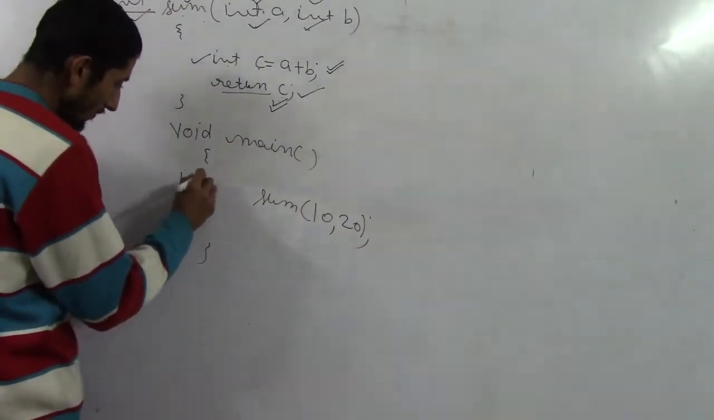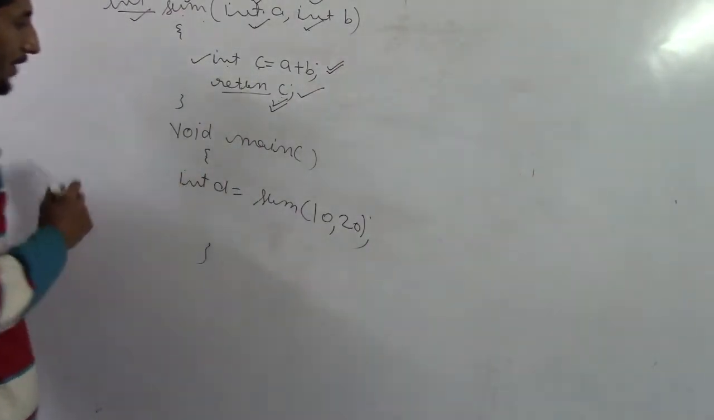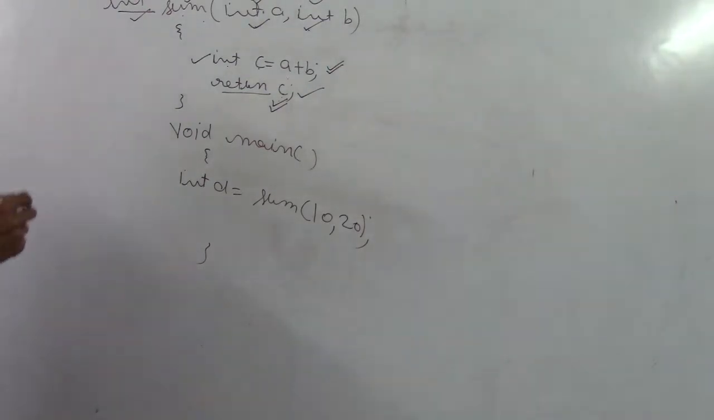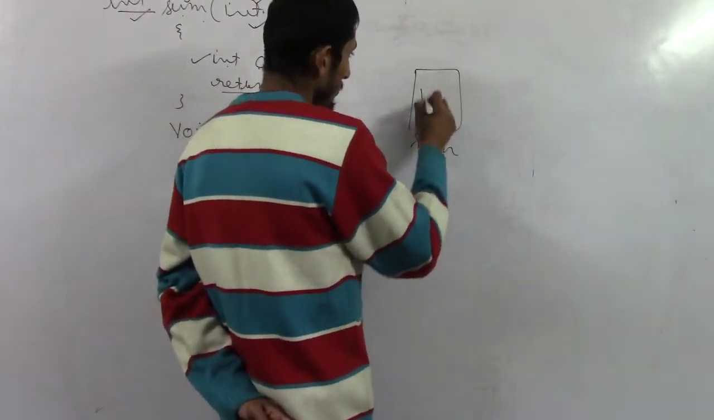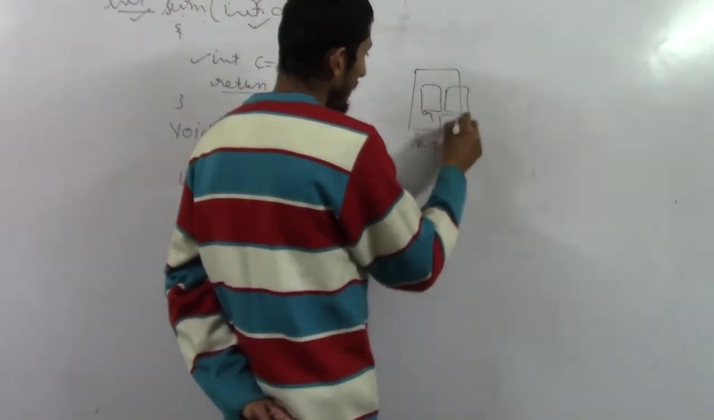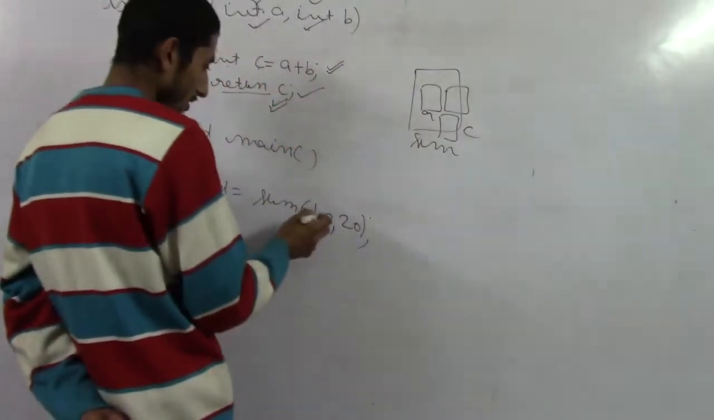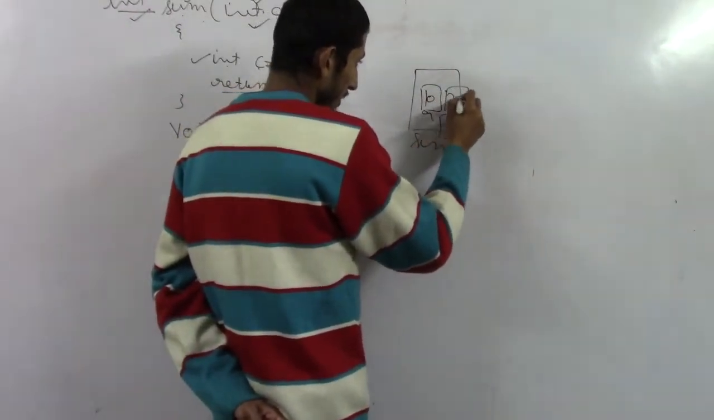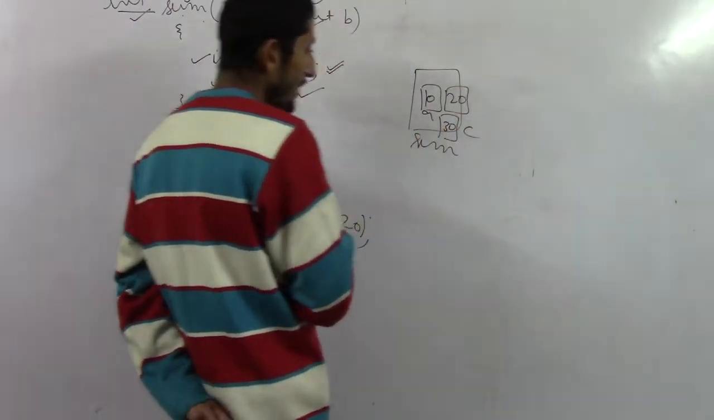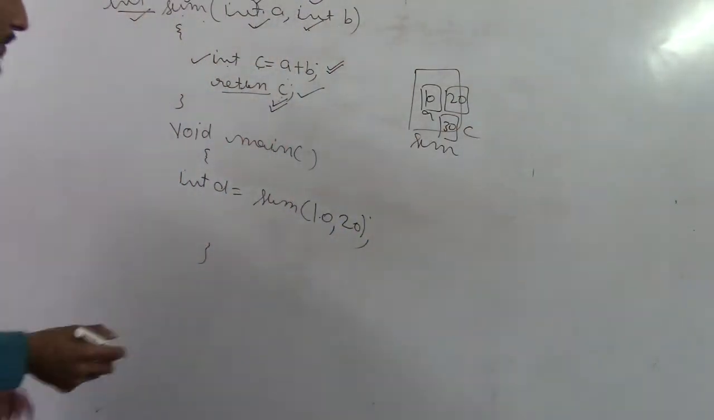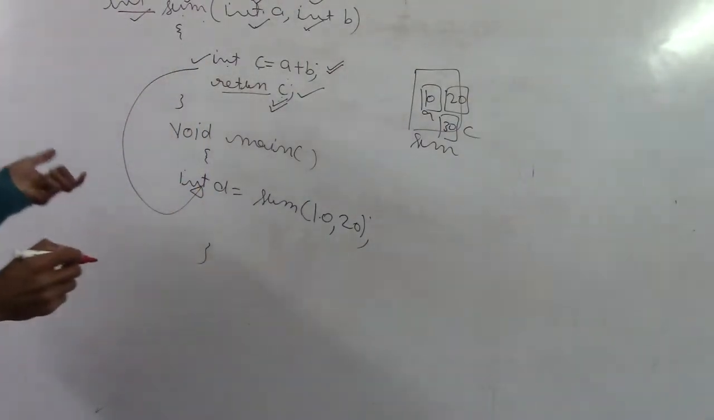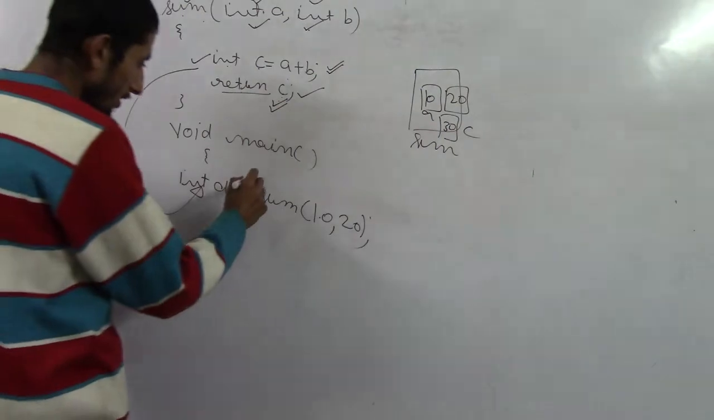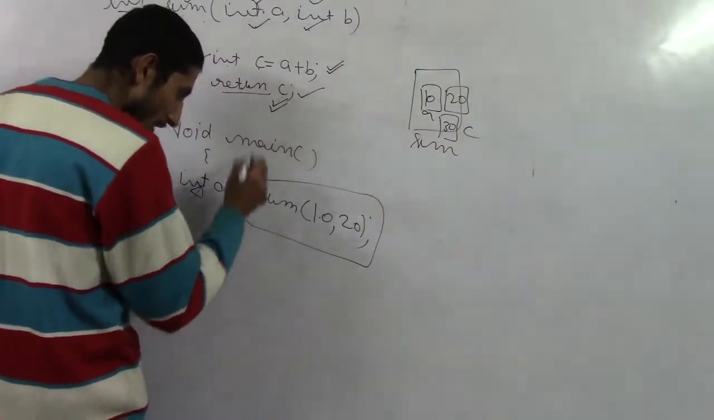So I am saving the value of c inside d. Let me explain from the memory point of view. The moment you call sum, so that is sum. The value of a, the value of b, and the value of c. The value of a was 10, the value of b was 20, and the value of c was 30 after performing addition. So what is going to happen? The moment control comes back inside main, it will carry the value of c. So the result of this functionality is 30.